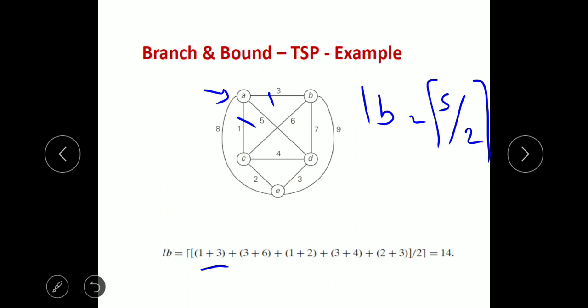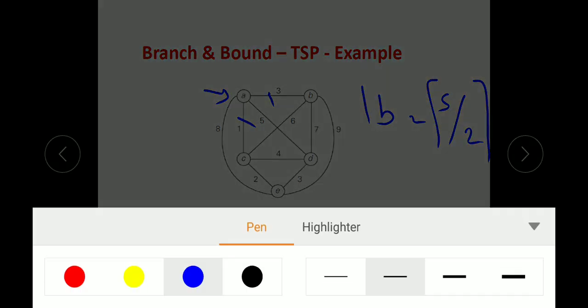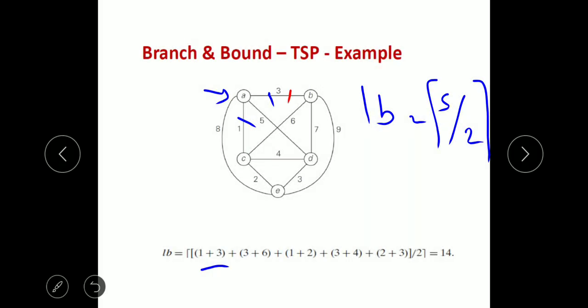Similarly for B, we look at the least cost edges to its adjacent vertices. We find that 3 is the least cost edge, to its adjacent vertex A. Then we have a choice: one edge going to C with a cost of 6, another edge going to D with a cost of 7, and another going to E with a cost of 9. Among these we find the minimum cost to be 6. Therefore vertex B has the sum 3 plus 6.